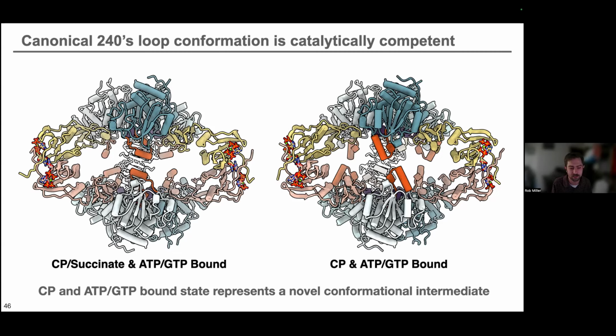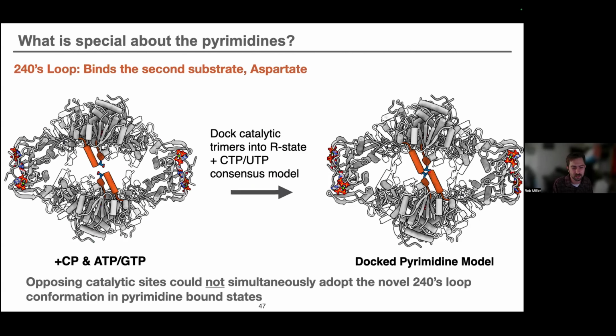This combination of SAXS and cryo-EM not only allowed us to identify a novel conformational transition, but to pursue it at high resolution and even build de novo novel structural elements not observed in other enzymatically active R states. But what's more is this atomic model allowed us to ask, what is preventing the other nucleotide-bound states from sampling this novel conformation in the presence of the first substrate? And so to gain some insight into that, what we did is we extracted the catalytic trimers from our novel conformational state bound to CP and ATP and GTP.